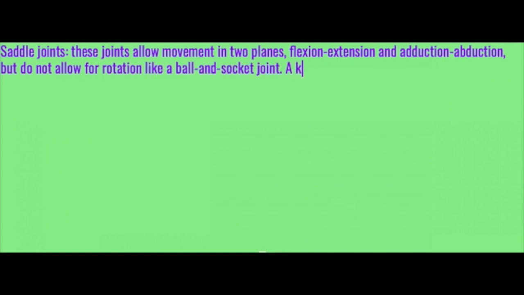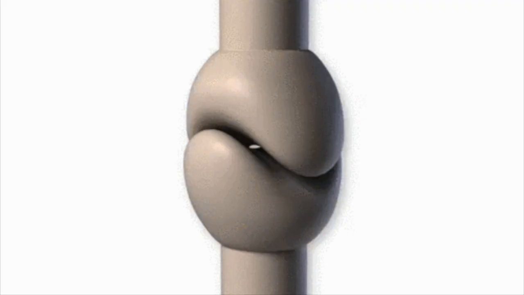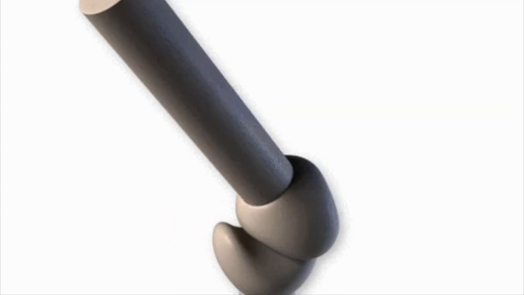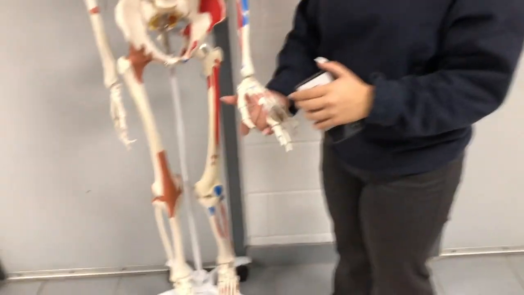Saddle joints. These joints allow movement in two planes, flexion, extension, and adduction, abduction, but do not allow for rotation like a ball and socket joint. A key saddle joint is found at the carpometacarpal articulation of the thumb. An example of the saddle joint would be the thumb.